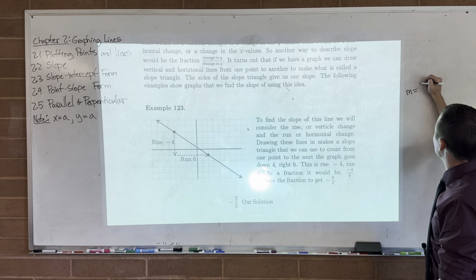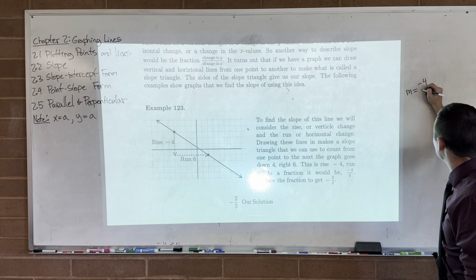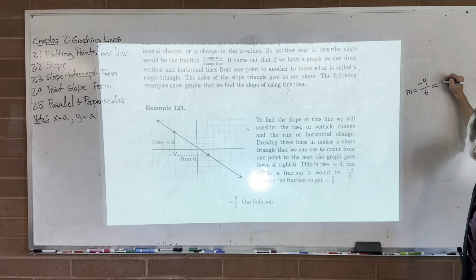That's our change in height. Over what was our run? 6. So it's -4 over 6. Or in other words, it's -2/3. That is the slope of that line. For every 3 units you go over, you go down 2.